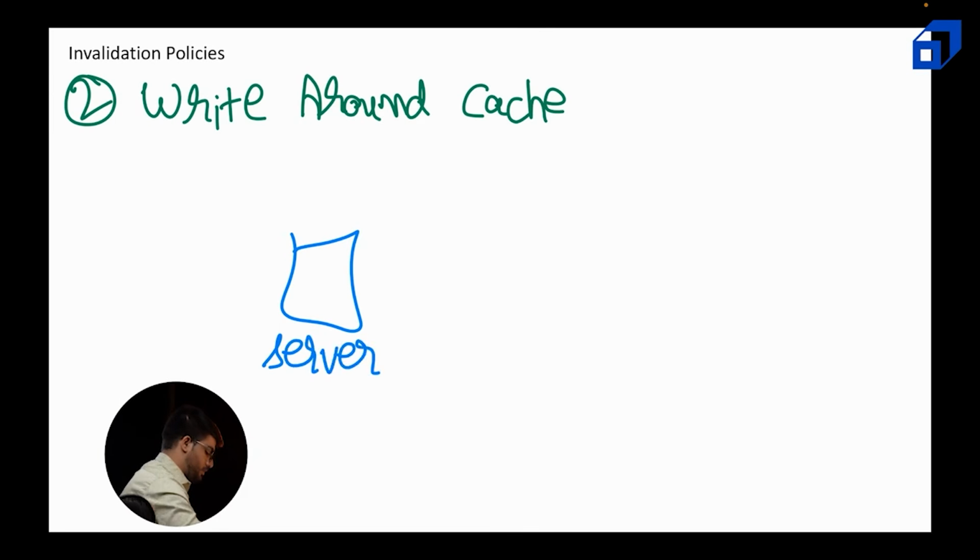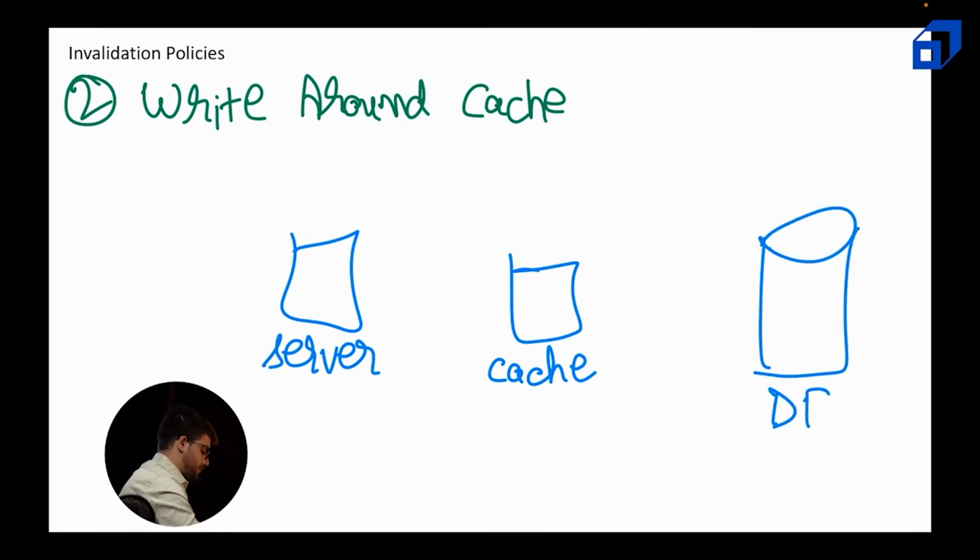Server, I won't use different colors this time, cache, and then there is a database. Now write around cache is, as the name suggests, intuitive in the name itself: we are not going to write through the cache, we are going to write around it. So whenever a write comes, whenever there is an update request, let's update the database.